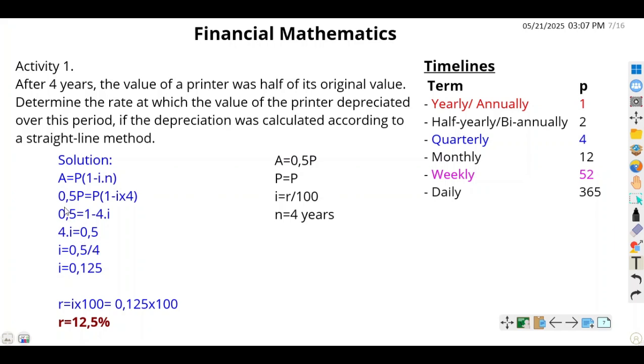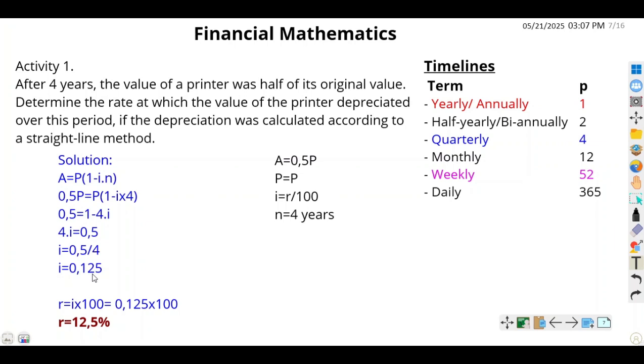A is 0.5P because it's half of P after 4 years, equals P, the current value, times (1 minus I times 4). I multiply by 4 because 4 is N. I we do not know. So when you calculate, divide both sides by P, P cancels, you get 0.5 equals 1 minus 4I. So you take 4I to the left side, you bring 0.5 to the right side, you have 4I equals 0.5. Therefore your I becomes 0.125.